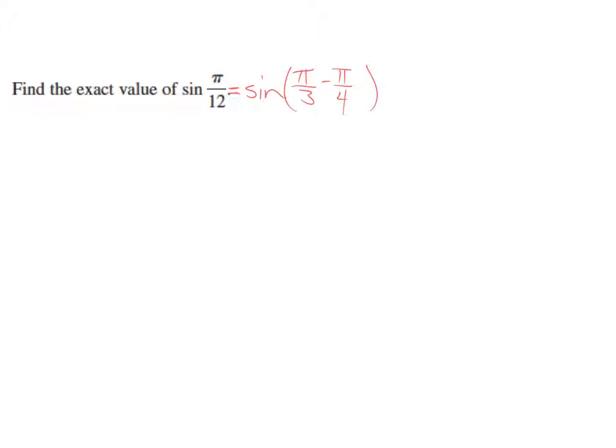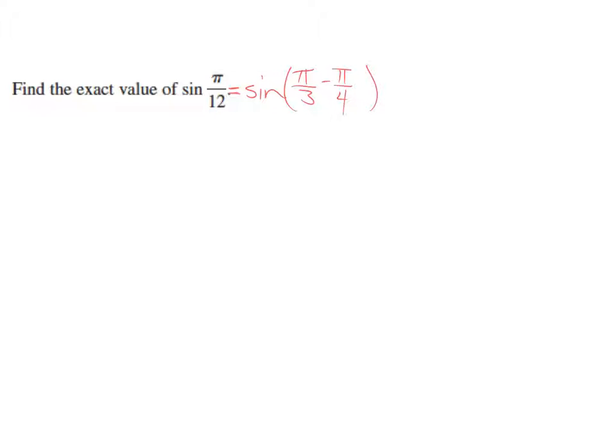Now, again, there's more than one way you could have done this. You could have done pi over 4 minus pi over 6. If you think about it, what is pi over 12 in degrees? That's a great question. 180 divided by 12. It's 15 degrees. So really, we're finding the sine of 15.